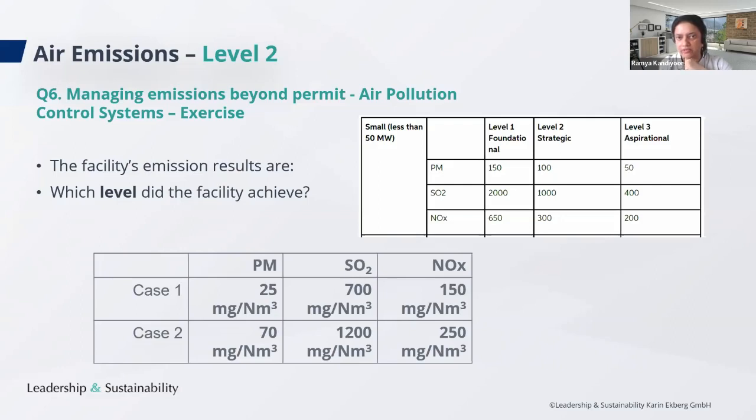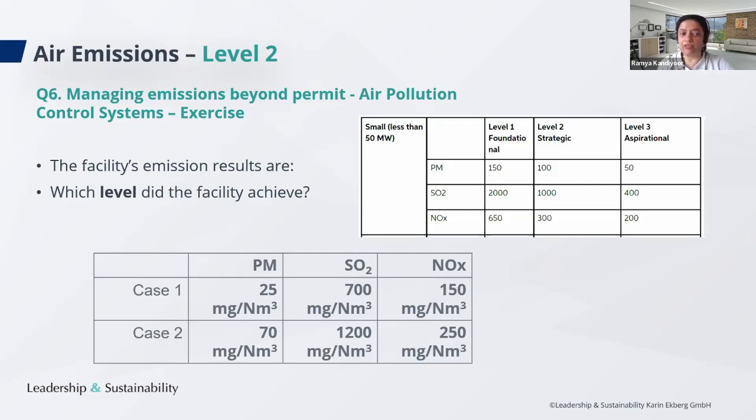And I can see that you have, I will just show you also the answers that I have received here. So 58% are saying level two for case one, which is right. And for case two, if you look at the values here, it is 70 for particulate matter. So particulate matter here, if you're looking at, it stands at level two. SOx is at 700, which stands again at level two. And NOx is at 150. Sorry, NOx for case two is at 250.